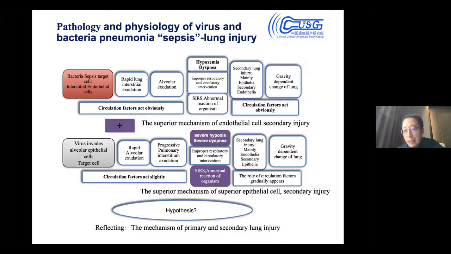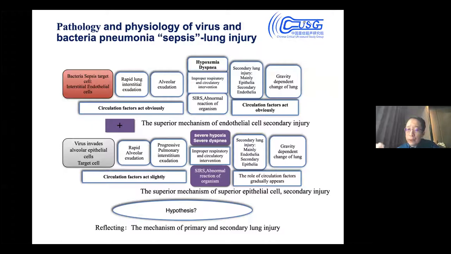And the second one is COVID-19 pneumonia, to COVID-19 pneumonia combined with ARDS. The virus invades the alveolar epithelial cells, the target cell, and then there is rapid alveolar exudation and progressive pulmonary interstitial exudation. And then the patient gets severe clinical manifestations, including severe hypoxia and severe dyspnea. And then the patient gets some intervention, maybe respiratory and circulatory improper intervention. And then based on the abnormal reaction of the body, the secondary lung injury becomes severe, mainly endothelial injury and secondary epithelial injury. In the last stage, the patient gets a gravity-dependent change of the lung.